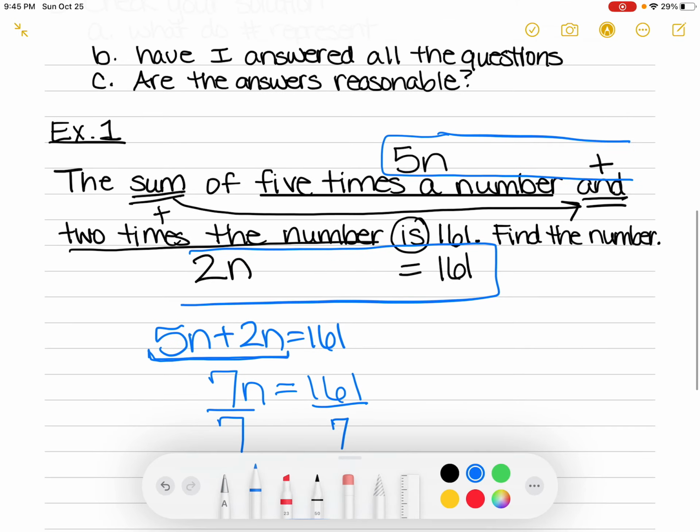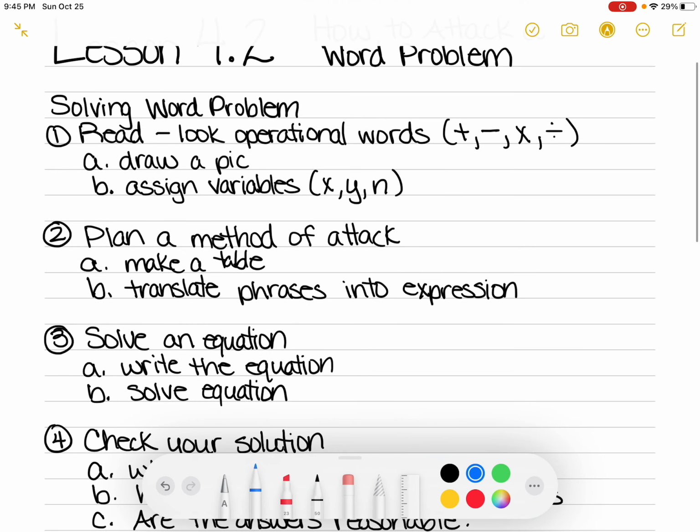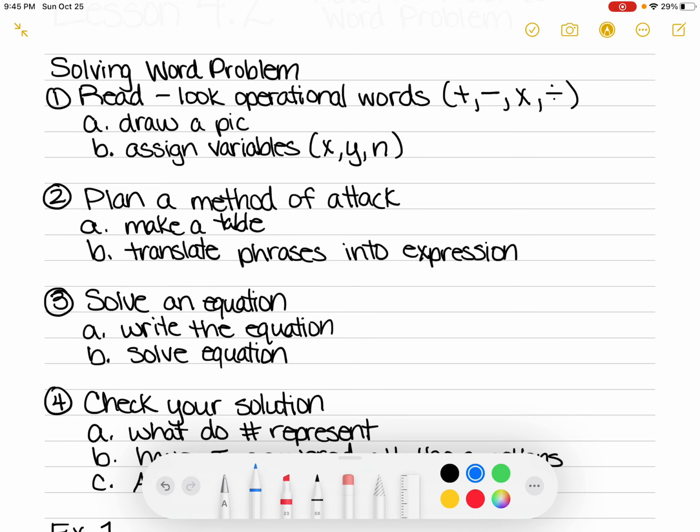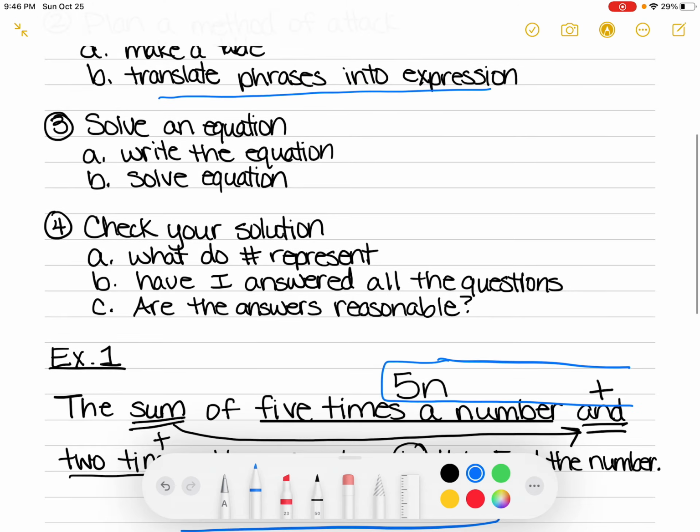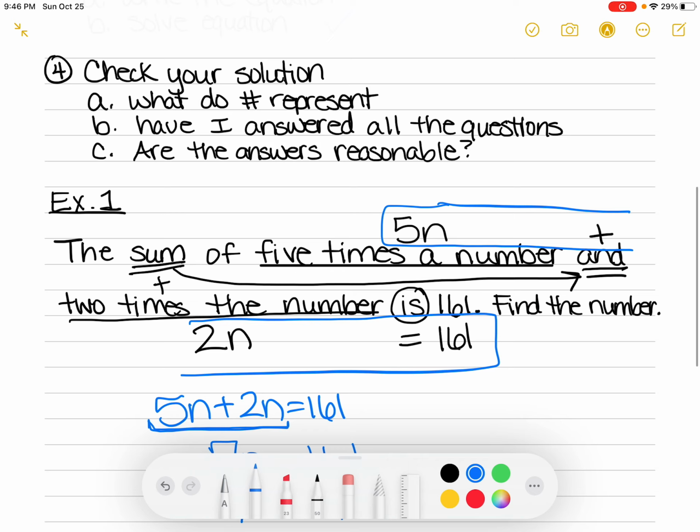Oh, we didn't talk about all of this that I was going to talk about. Okay, we read it. We looked for our operational words. We planned our method of attack, which was just translating phrases into expressions. We solved it right here. We wrote the equation and we solved it. And now our last thing is to check your solution.